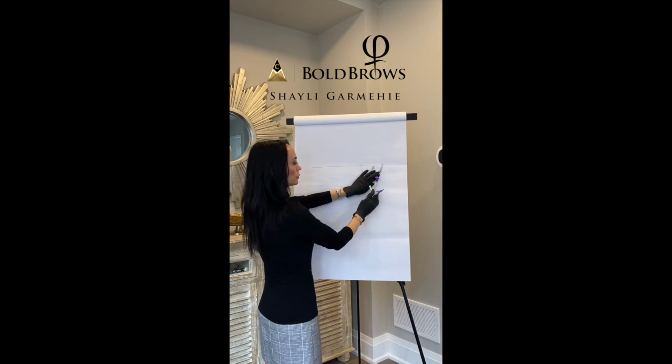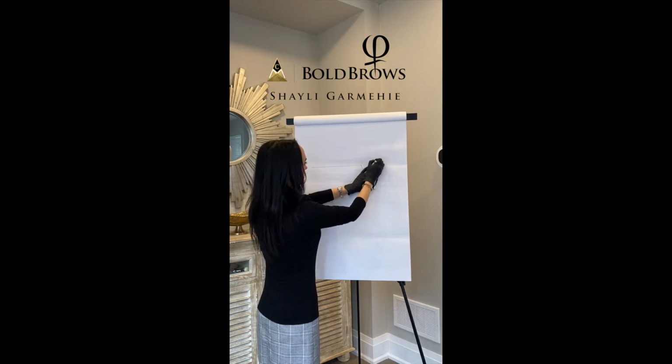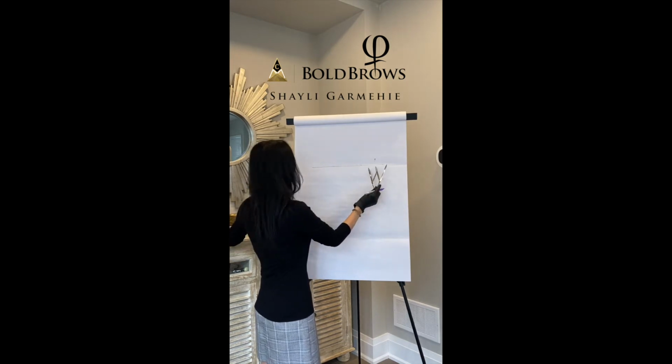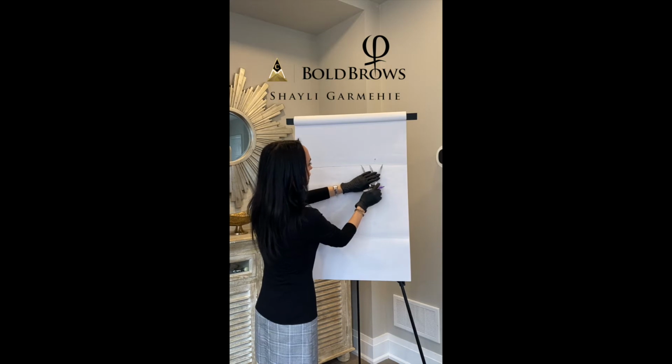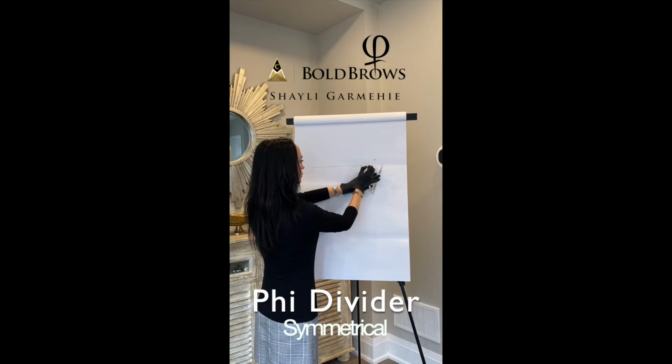To determine point 2, you just have to push this up a little bit. So this is point 2. And then flip it to the other side. You place number 1 on 1, 3 on 3. So you're gonna find number 5. This is 1, this is 3.